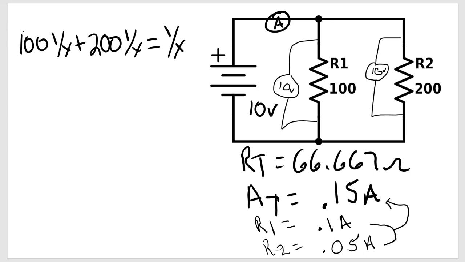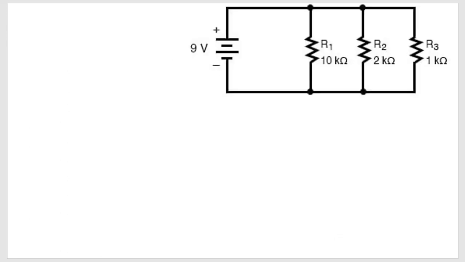So I hope I didn't confuse anybody. We're going to do one more. So here we go. Now there's 3 different resistors in this parallel circuit. So we're basically going to be doing the same thing. We got the one here, the one here, and the one here.